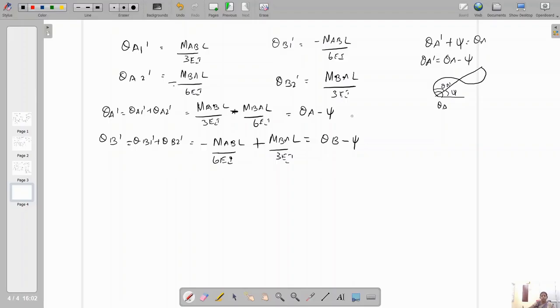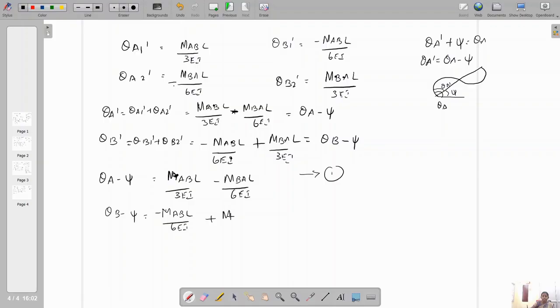So we have to keep these equations as 1 and 2. We have to solve for the unknowns. What are the unknowns here? Theta A minus psi equal to MAB L by 3EI minus MBA L by 6EI. This is equation number 1. Theta B minus psi equal to minus MAB L by 6EI plus MBA L by 3EI.